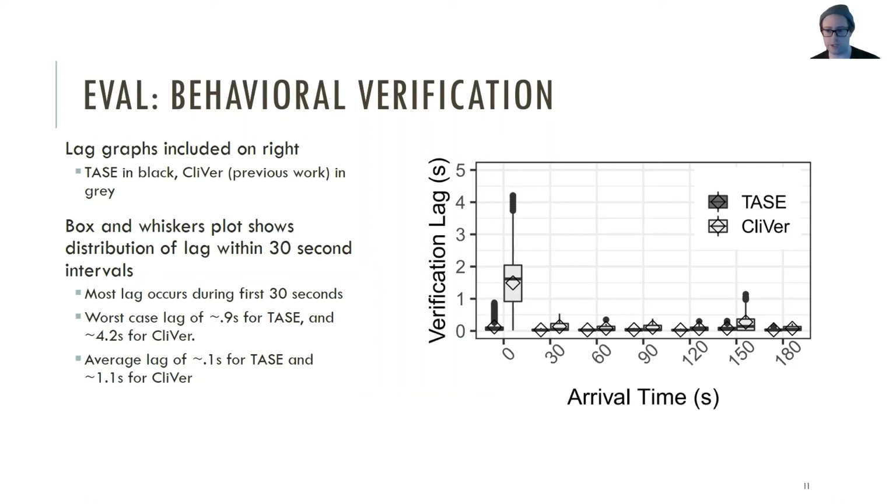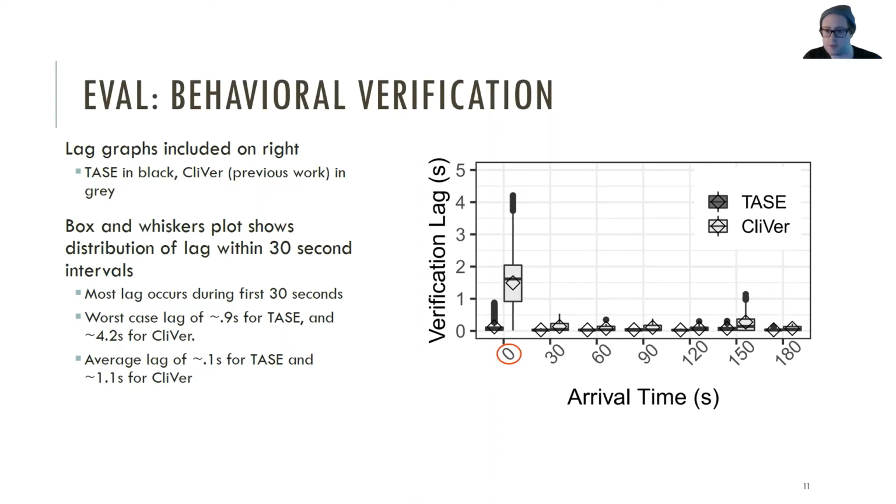Okay, so on this slide, I've got some information from the paper comparing TASE and the previous work CLIVER's performance doing behavioral verification. The graph on the right should give you an idea of what lag looks like in the evaluation with TASE in black and CLIVER in gray. So in the graph on the right, messages are grouped into buckets depending on which 30-second interval they appeared in the trace. And within that 30-second interval, you've got a box and whisker plot of the lag times as well. So within each bin, the whisker plot will show you the first, second, and third quartiles, with the whiskers extended to, I think, 1.5 times the interquartile range. And the average is shown as a diamond, right?